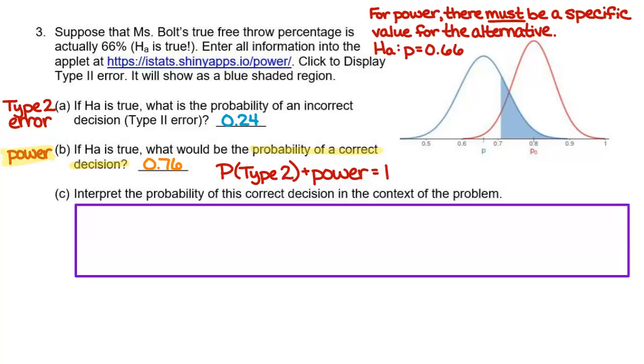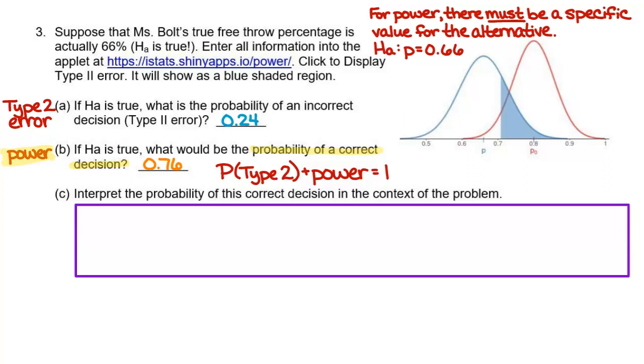I want to take this right here and interpret what that means in context. It says, if the Ha is true. What was the Ha again? Remember, we had to change it from less than 0.80 to this. What's that mean? What does P equals 0.66 mean here? Yeah, that I'm actually a 66% free throw shooter.